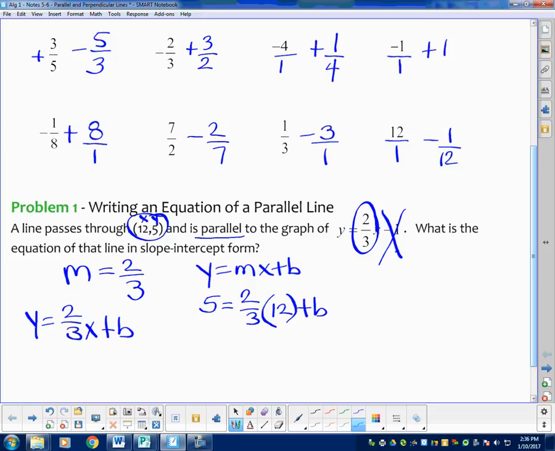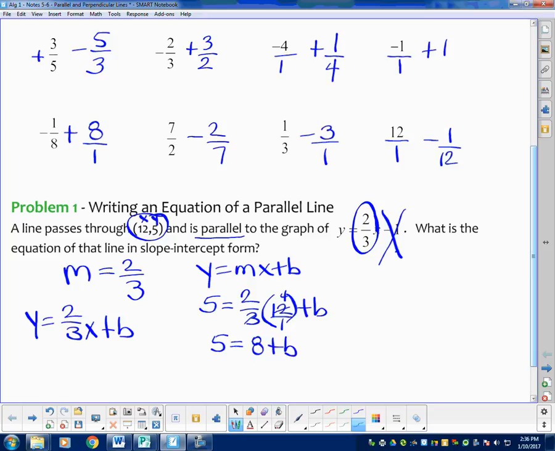What is this? What's an easy way to handle this? 2/3 times 12 over 1. Use the calculator, or we can do a little bit of canceling here. 2 over 1 times 4 over 1. So 8, right? We'll just call it 8. That's easier for us to handle.